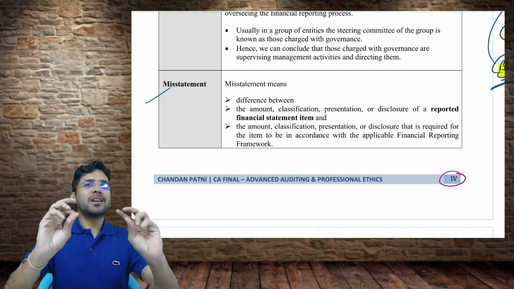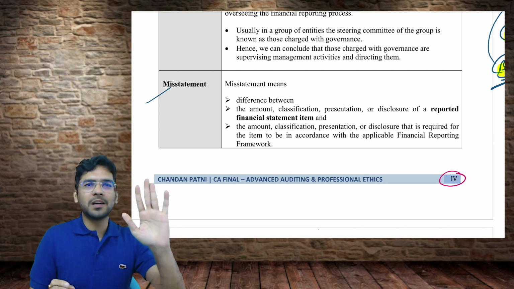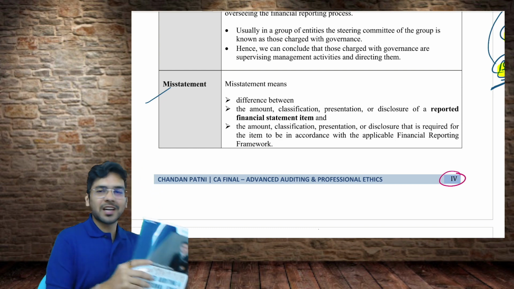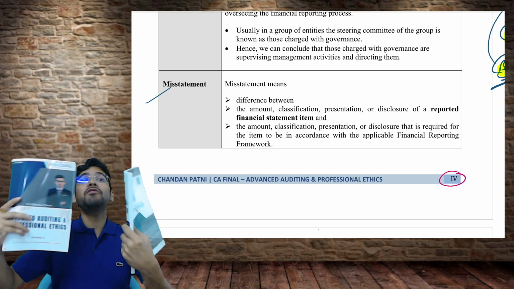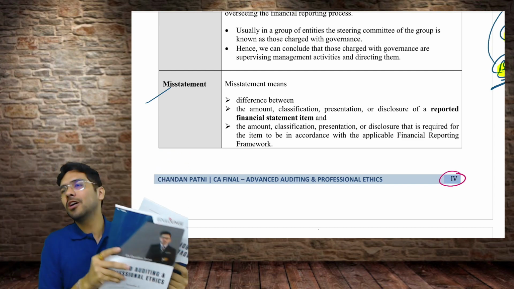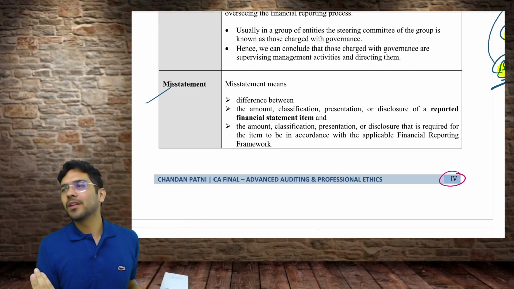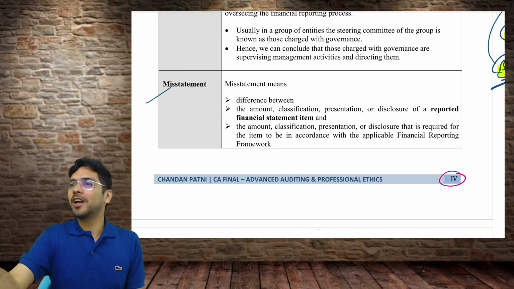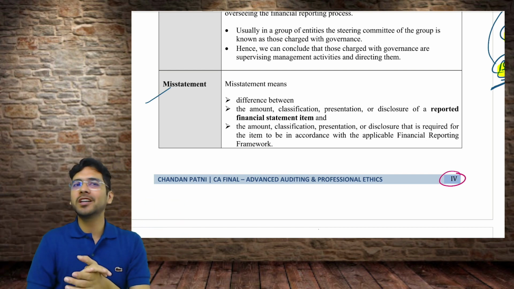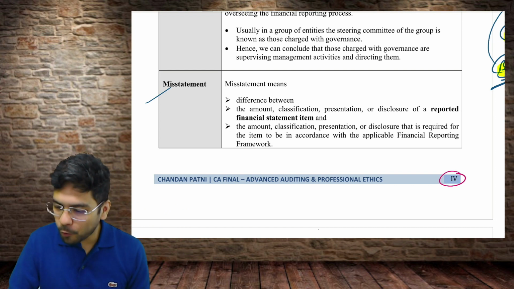Okay, now the technical definition says: this is what has been reported by management, and this is what it should have been as per the FRF. If there is any difference between the two, it will be called a misstatement. So what management has reported and what it should have been as per FRF, the difference between the two will be called a misstatement. Okay, so let's read the point.